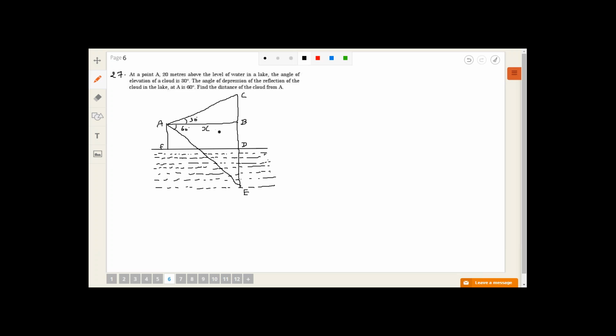Let this distance AB be equal to x and BC being h, let it be h meters. So it is given that point A is about 20 meters. So this will be 20. So therefore AF will be equal to BD, which is also equal to 20 meters. Now we need to calculate the value of AC, that is the distance of the cloud from point A.